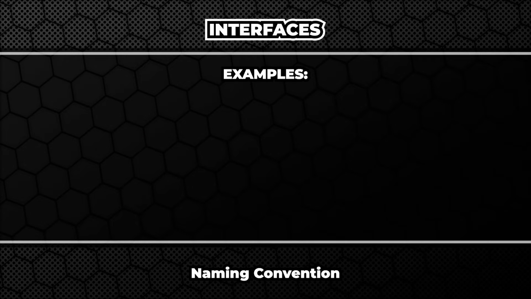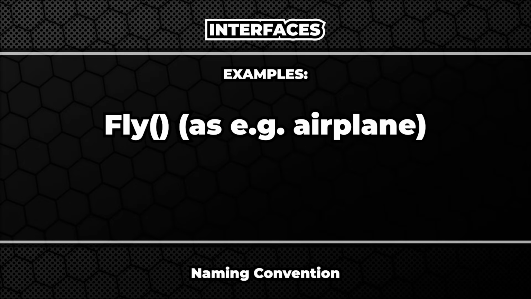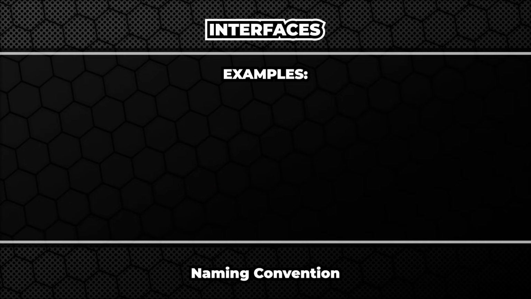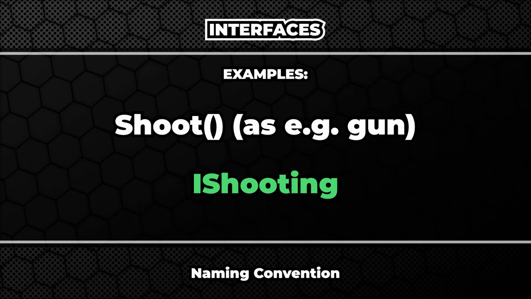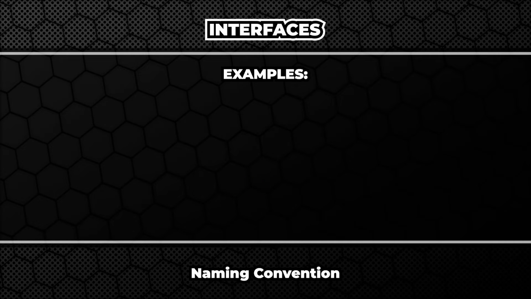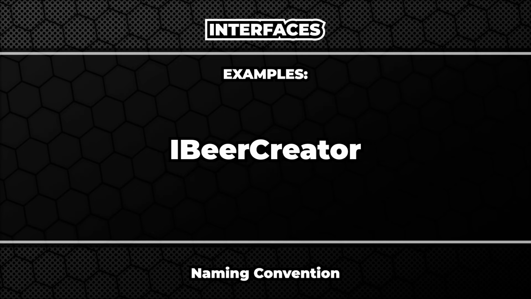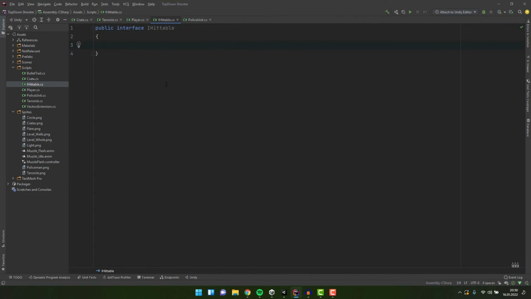It's not a problem for single well-defined actions. If our object can fly, we can call the interface IFlying. If, on the other hand, we can use the object for flying, we could call the interface IFlyable. If the object can shoot, IShooting. If it can be shot, we can call it IShootable. I'm sure you get it. Sometimes the naming gets a little bit more complex, especially in terms of services, but that's a subject for another video. Let's add our first method, ReceiveHit.